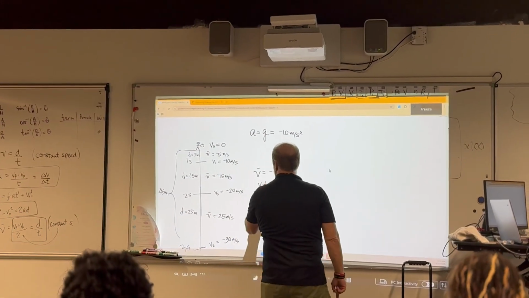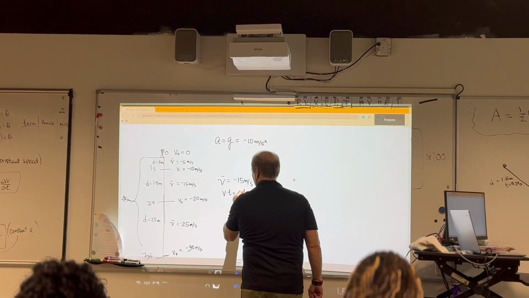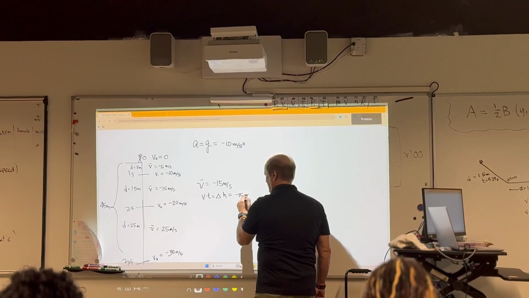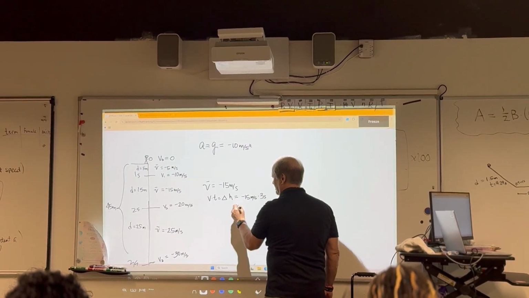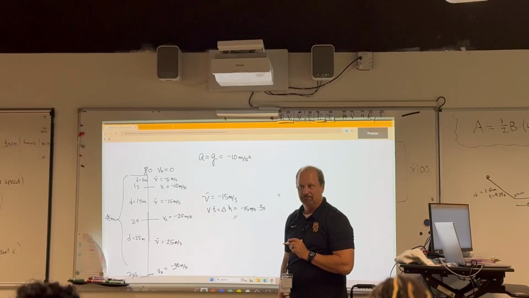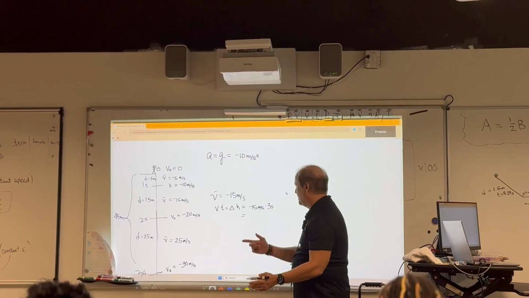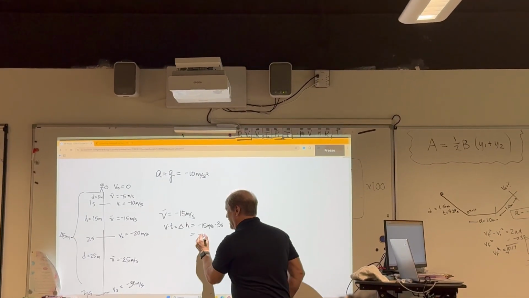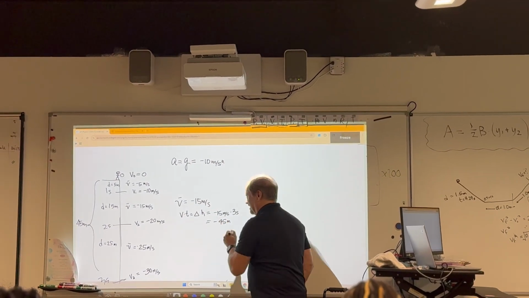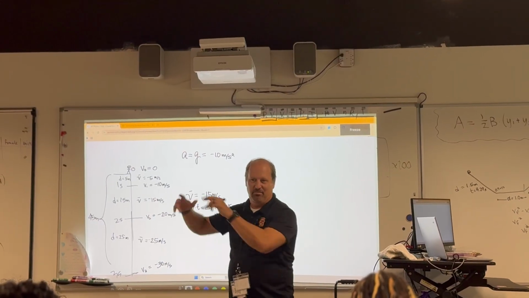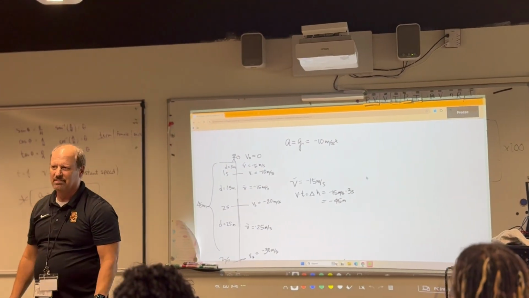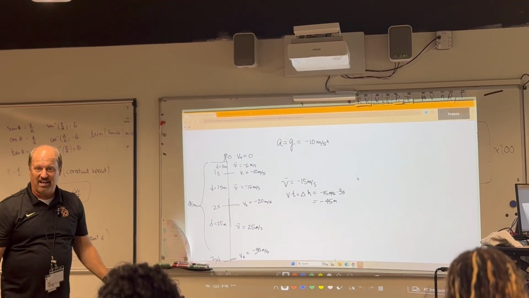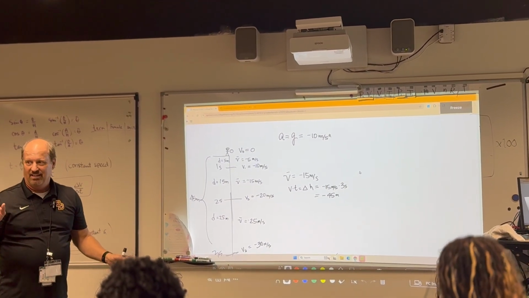V times T equals change in height. Negative 15 meters per second times 3 seconds is negative 45 meters, because the per second and the second cancel out. So negative 45 meters. Okay, so we did the difficult part; if we charted it all out, that's cumbersome. And then we did the top and bottom and average and multiplied by the number of seconds. That's pretty easy. Watch this.